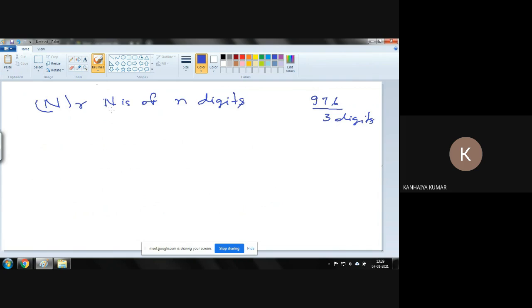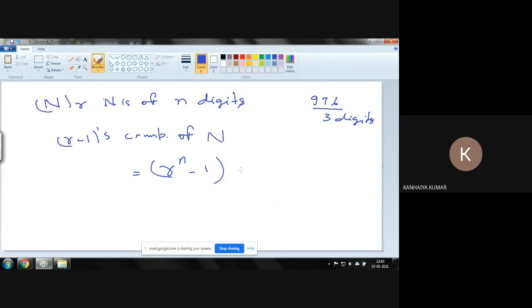You have a number N in radix r, and it has n different digits. Then how can you find the r minus 1's complement and the r's complement? The r minus 1's complement of N is equal to r to the power n, which is the number of digits on the radix, minus 1.